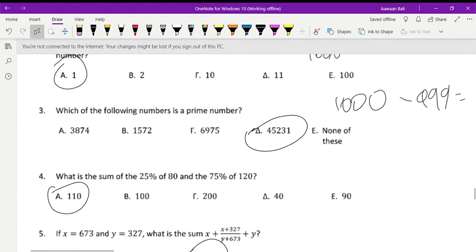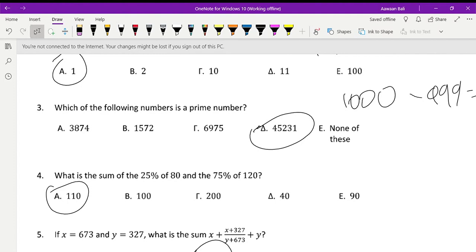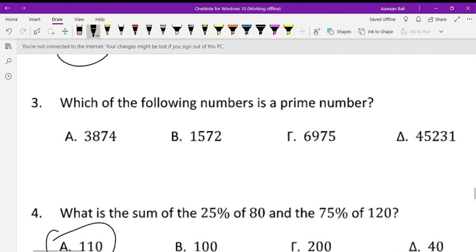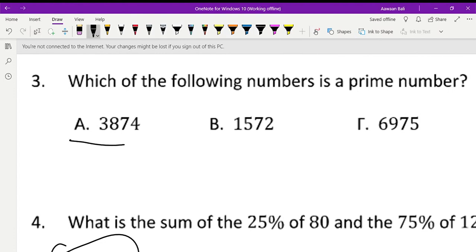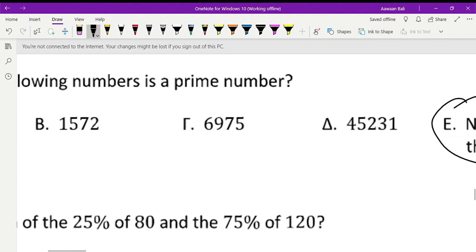Which of the following numbers is a prime number? Okay, so it's actually none of these, because when you look at alpha and beta, they end in 2 and 4, which means they're divisible by 2. And also gamma ends in 5, which means it's divisible by 5.